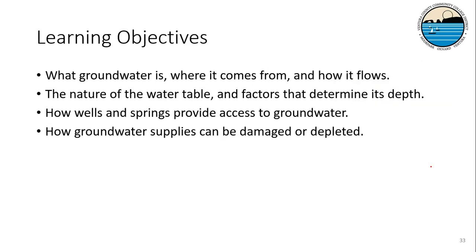Okay, so in this lecture, we covered a lot. We talked about groundwater, where it comes from and how it flows. We talked about the nature of the water table and factors that determine its depth. We talked about wells and springs that can provide access to groundwater and how groundwater supplies can be damaged or depleted. So that's it for this lecture.